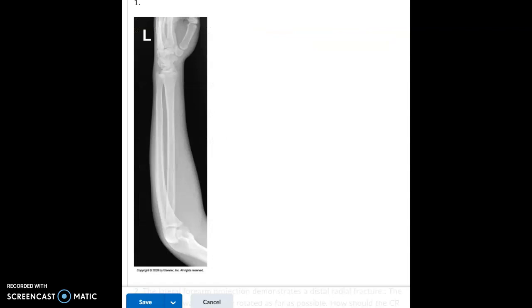So now let's take a look at the lateral projection. Everyone was able to identify that we had some type of degree of rotation, which was internally due to the lack of the superimposition of the radius and ulna. And also that the epicondyles weren't and the olecranon process wasn't in profile.